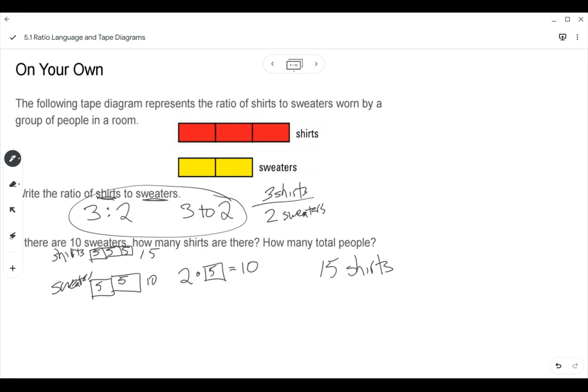And the second part of that question is how many total people? So 15 shirts to 10 sweaters means a total of 25 people. 5, 10, 15, 20, 25. Yes. All right.